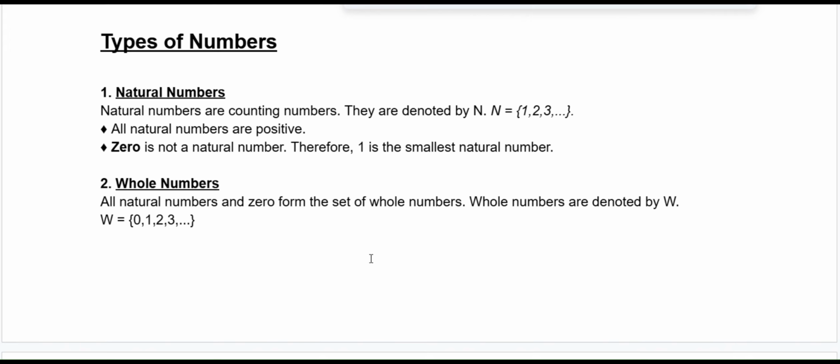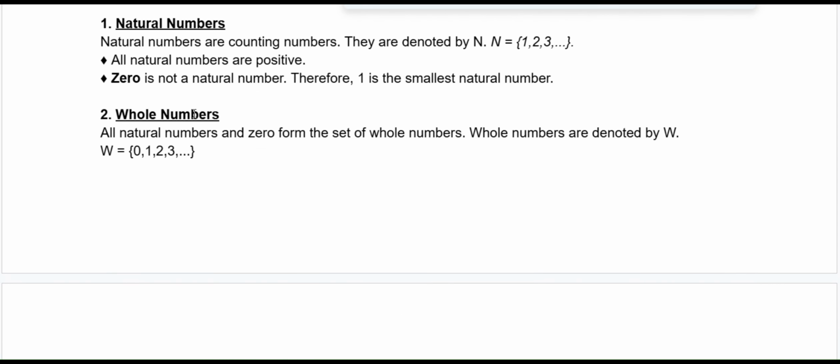Next let's see what are the types of numbers. We have vast varieties of numbers, so let's discuss one after the other. Natural numbers: whatever counting numbers we use are called natural numbers, denoted by N, where N is equal to 1, 2, 3. All natural numbers are positive. 0 is not a natural number, and as 0 is not a natural number, the least or smallest natural number is 1.